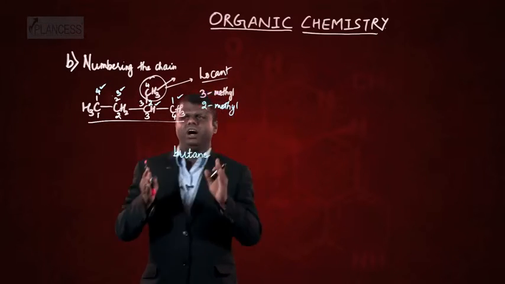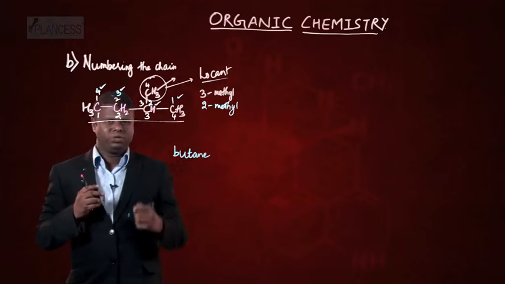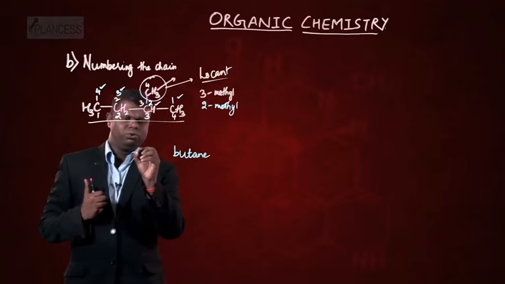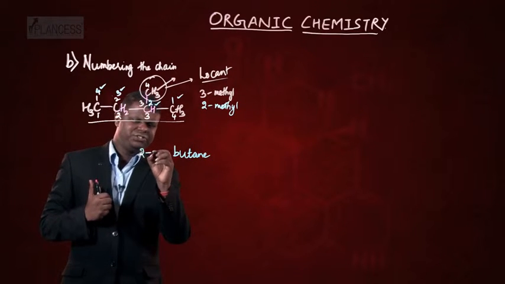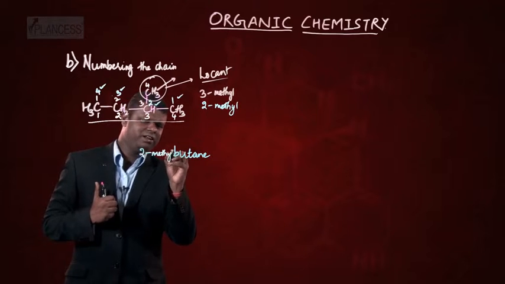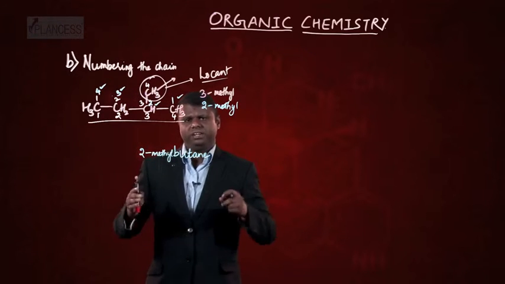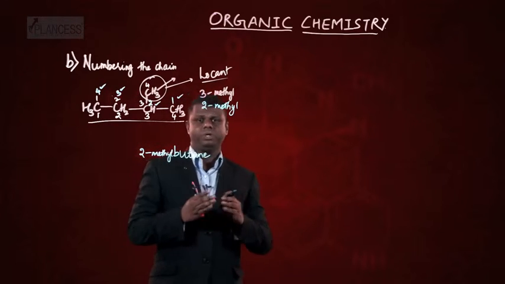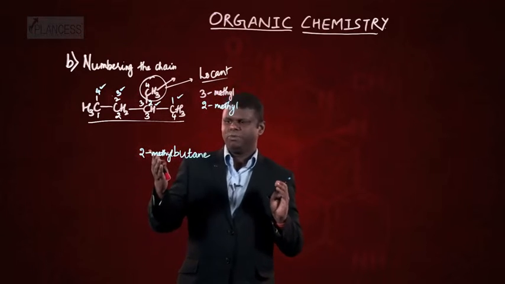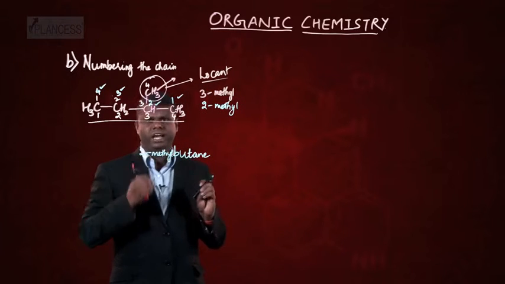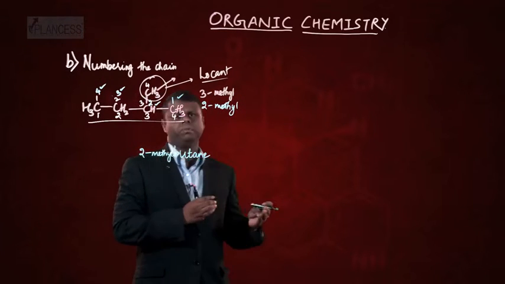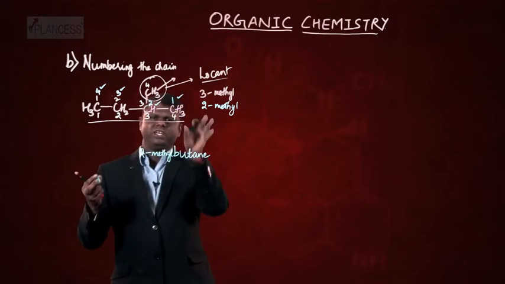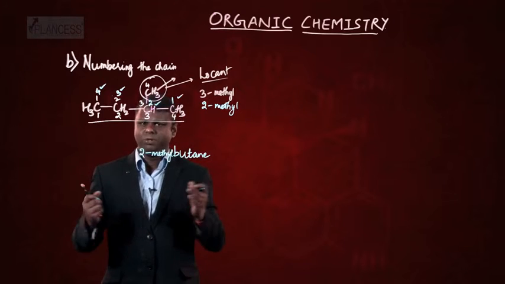And now at position 2, you have a methyl group. So you write 2-methyl butane. It is a rule that between a number and an alphabet there has to be a hyphen. Between an alphabet and a number there has to be a hyphen. Between two numbers it has to be a comma. So the name of this compound is 2-methyl butane.